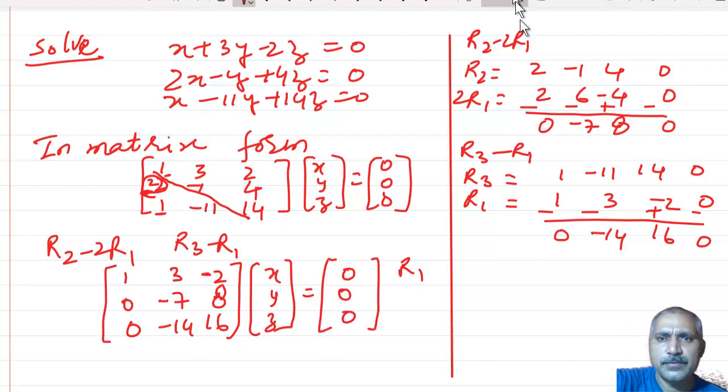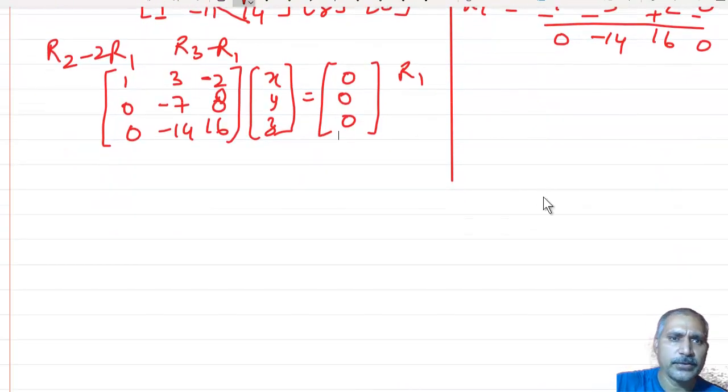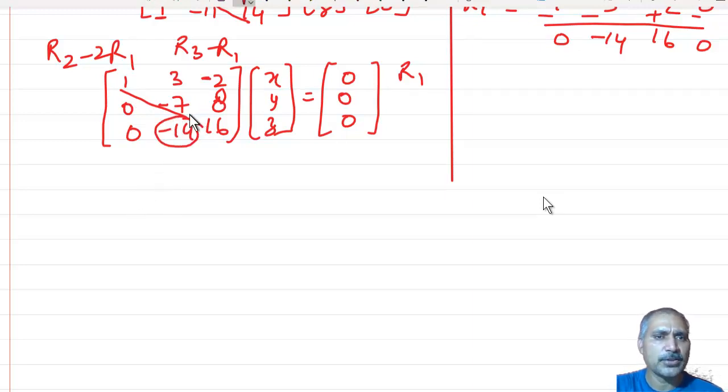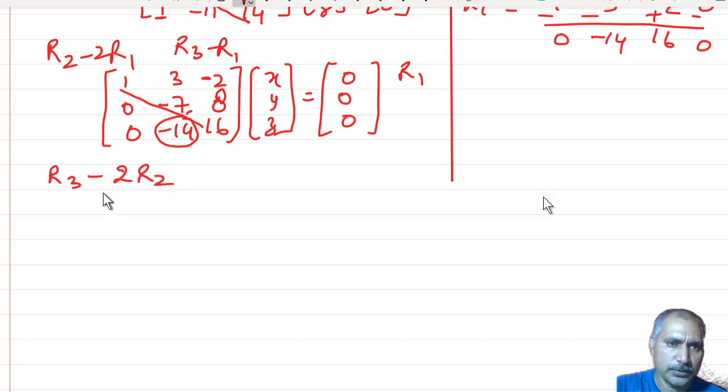Now again we will draw the line below the diagonal. Still there is one number which is not 0. We will make that 0 with the help of the number at the second row, second column position. For r3, both numbers have the same sign, so we will subtract 2 times r2. Both will become 14 minus 14, and when we subtract, that will become 0.